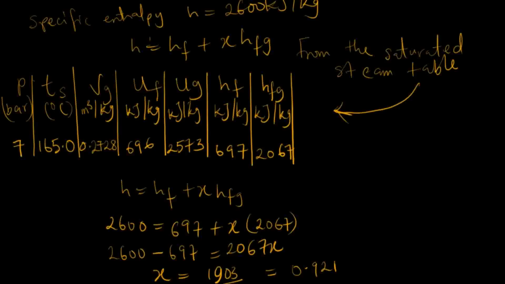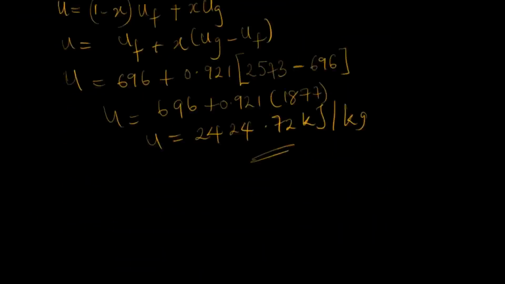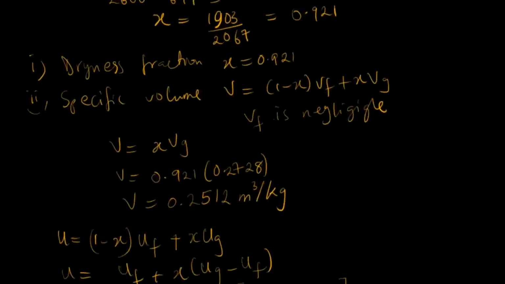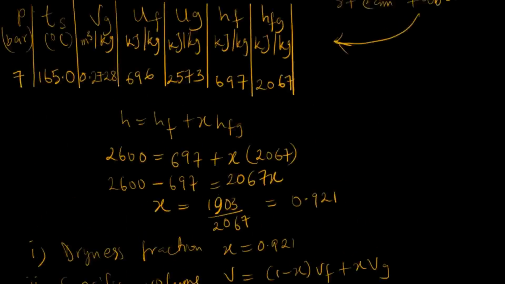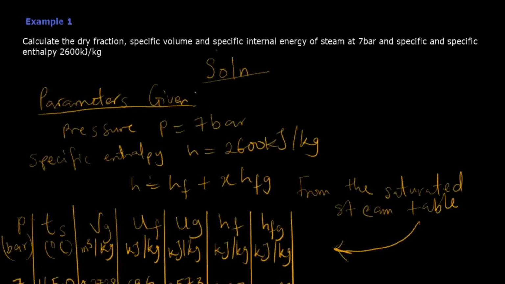Okay, so they could actually ask you a question in a way that the stated pressure or the stated property that you are supposed to find is not in the steam table. So in that situation, you interpolate. Interpolation is actually finding the unknown in between two known values. So how do we do this? Are you confused? Let's take an example.